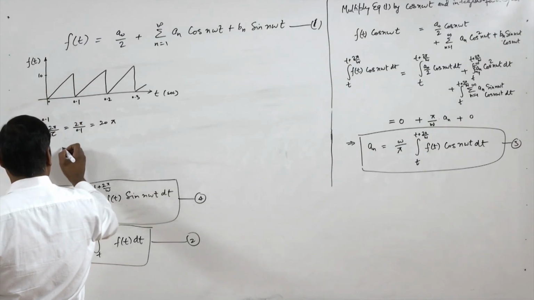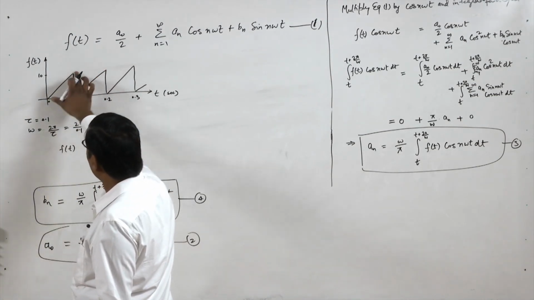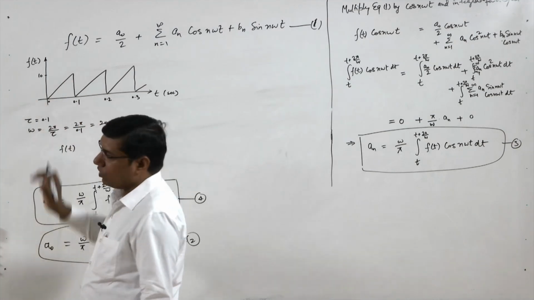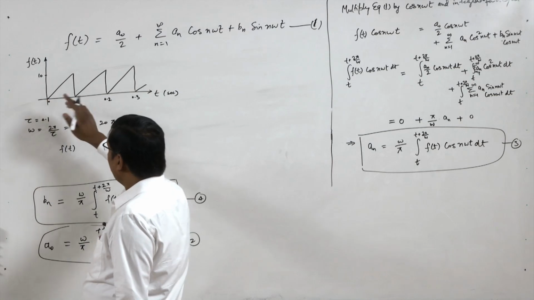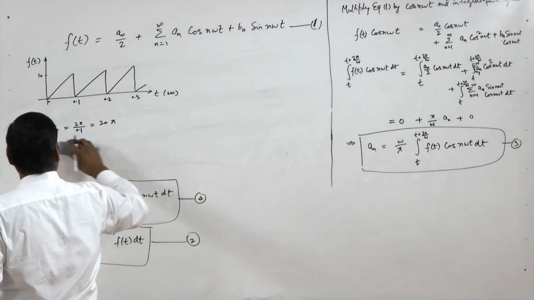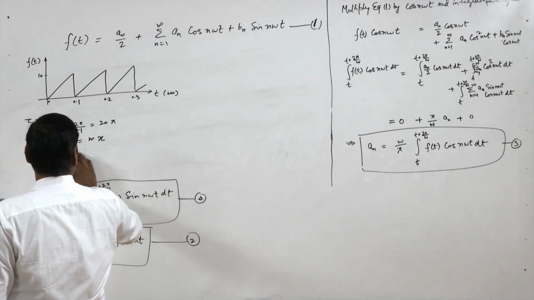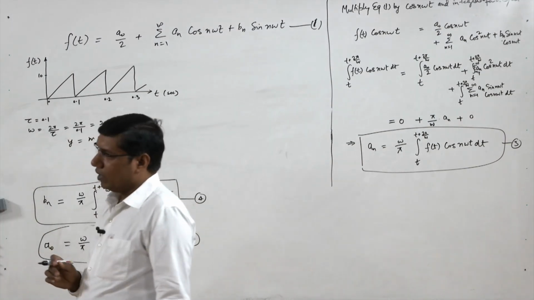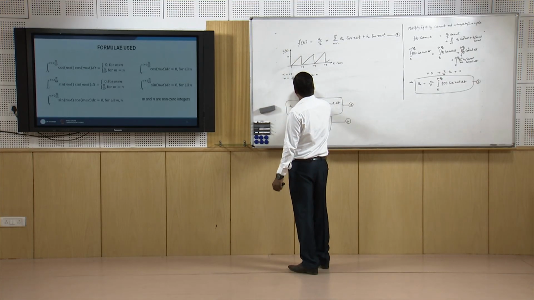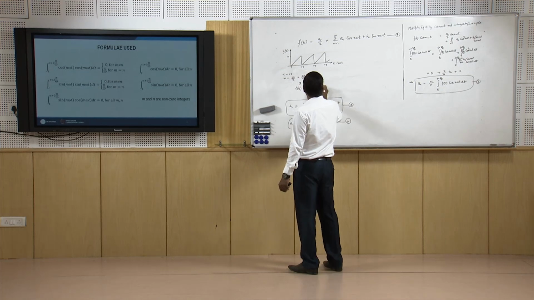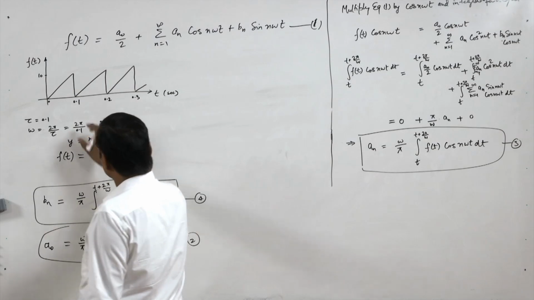So we see that f(t) is growing from 0 to 0.1 linearly, so it is an equation of a line. An equation of a line passing through the origin can be written as y equal to mx. This is the general equation of a line with x and y coordinates. Here our y coordinate is f(t) and x is t. Now m, what is m? m is the slope of the line.